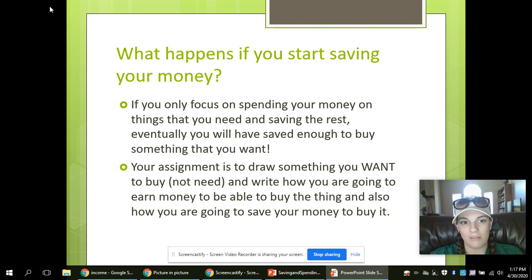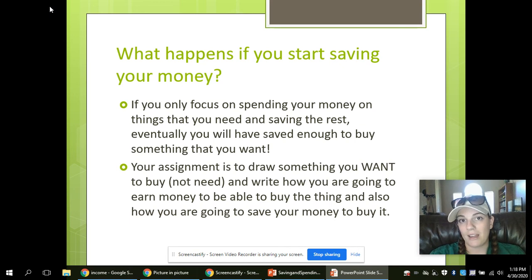So, your assignment for this week is I want you to think of something that you want to buy, not need, because we know that we need to spend our money on things that we need. But what is something that you want? So, I want you to draw a picture of something that you want to buy and write how you are going to earn that money. How are you going to earn that money to be able to buy the thing? And also, how are you going to save your money to buy it?